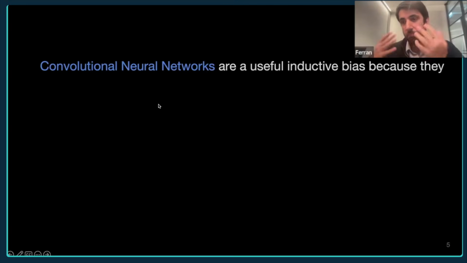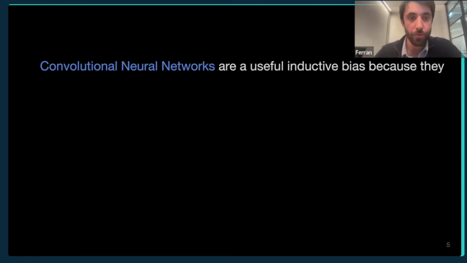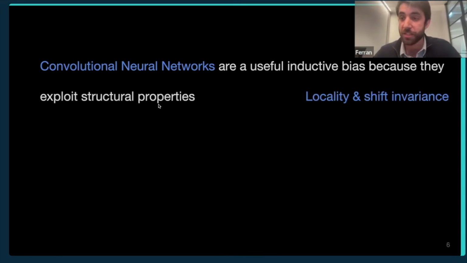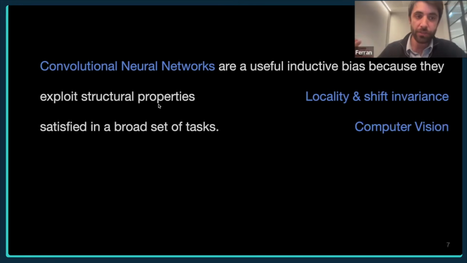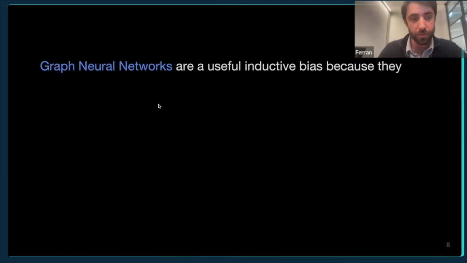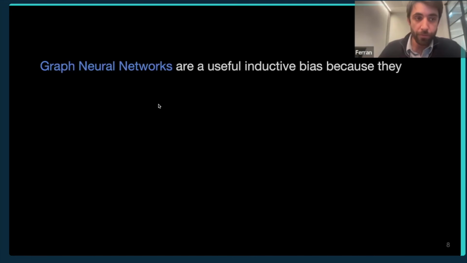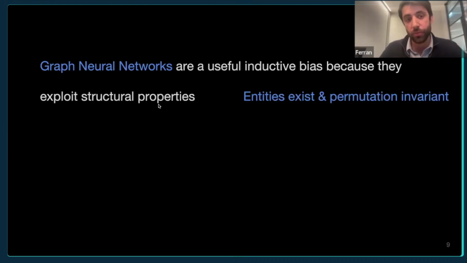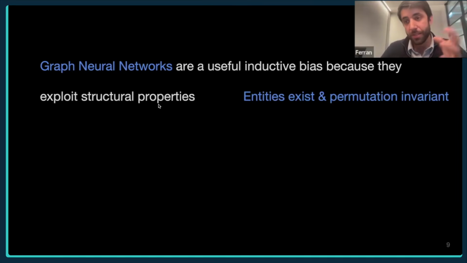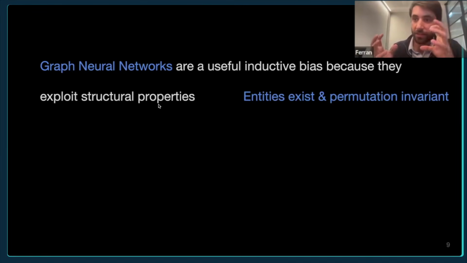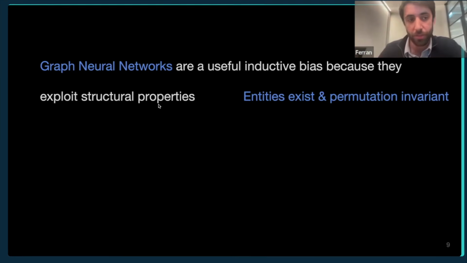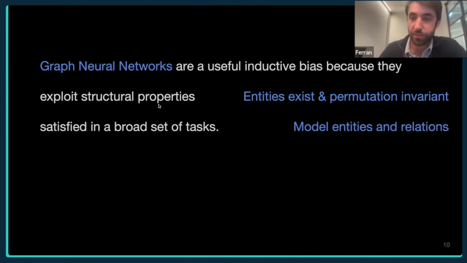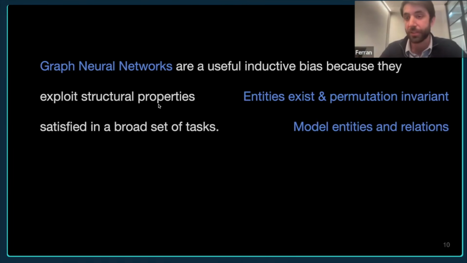So the motivation is that, as we all know, inductive biases play a role in machine learning. For instance, convolutional neural networks are a useful inductive bias because they exploit structural properties, like in this case, locality and shift invariance, that are satisfied in a broad set of computer vision tasks. Then we have graph neural networks, which again are a useful inductive bias because in this case, the structural property is the fact that entities exist in the world, there are objects or different people, and when you model them, they're permutation invariant, and these structural properties are satisfied in a broad set of tasks. In this case, when we model entities and their relations.